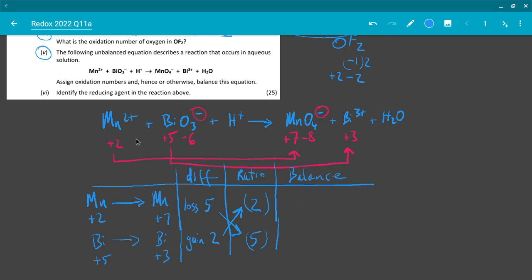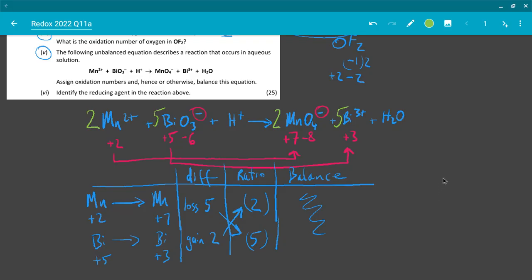Balance them. Let's see. On manganese on the left we've got 1, and on the right we've got 1, okay, and bismuth on the left is 1 and bismuth on the right is 1. So actually we don't need to balance them. That's just if there's different numbers of atoms of either of these on different sides of the equation. So that's grand, we don't have to do that. So now let's apply these ratios. So we need 2 manganese atoms on the left and 2 on the right, and we need 5 bismuth on the left and then also 5 on the right.